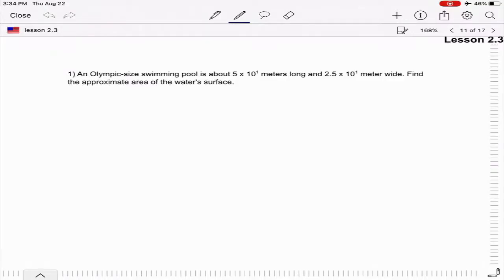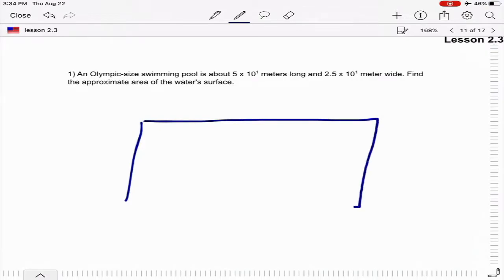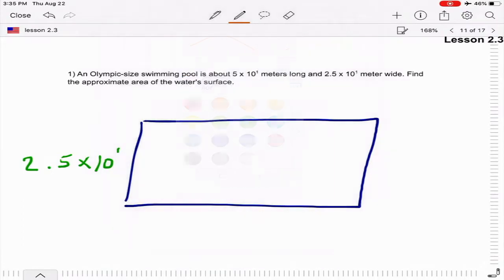An Olympic-sized swimming pool is about 5 times 10 to the 1st power meters long and 2.5 times 10 to the 1st meter wide. Find the approximate area of the water surface. So I'm going to draw a little pool here. This is 2.5 times 10 to the 1st. And this is 5 times 10 to the 1st.